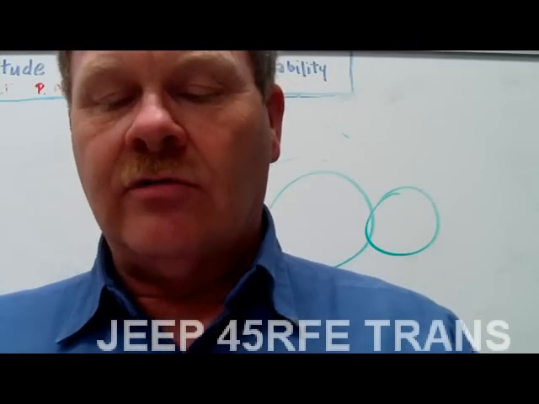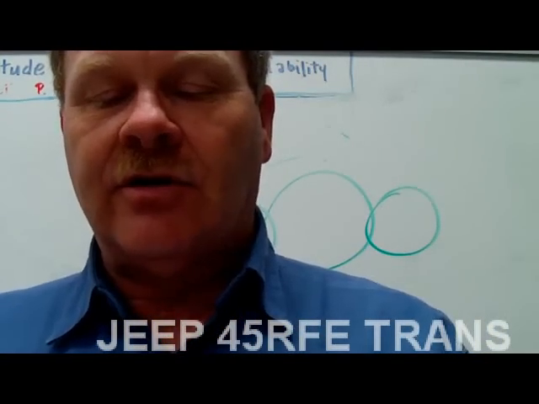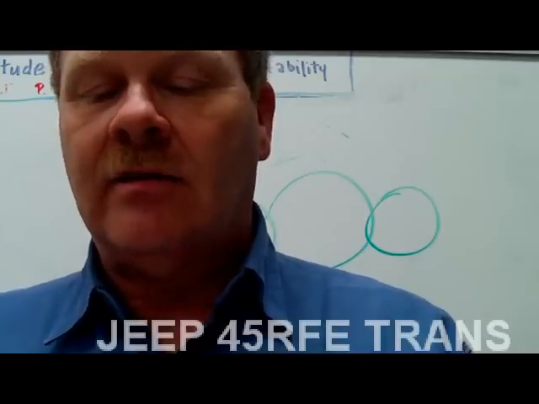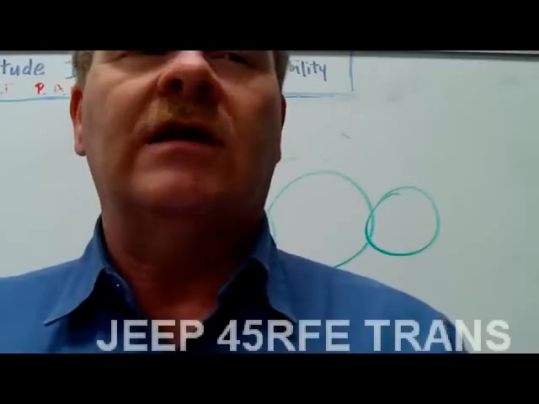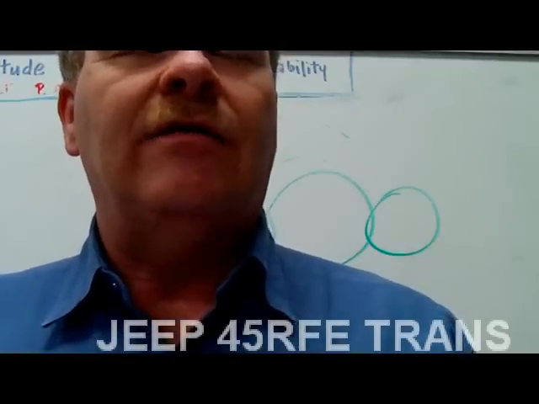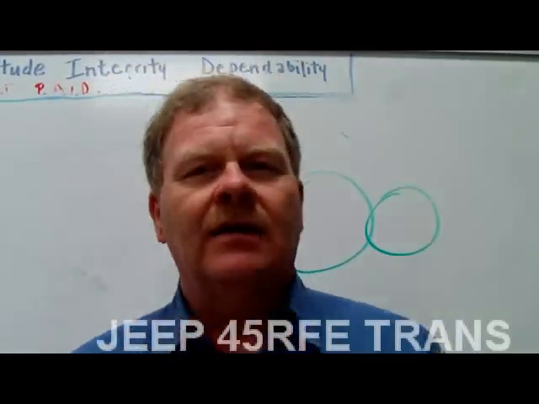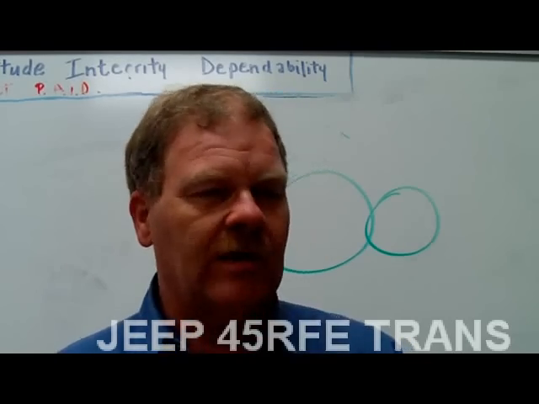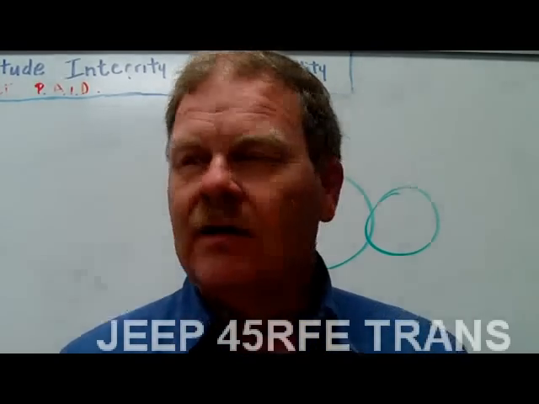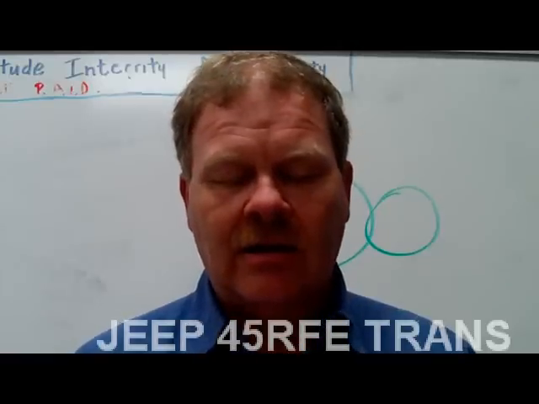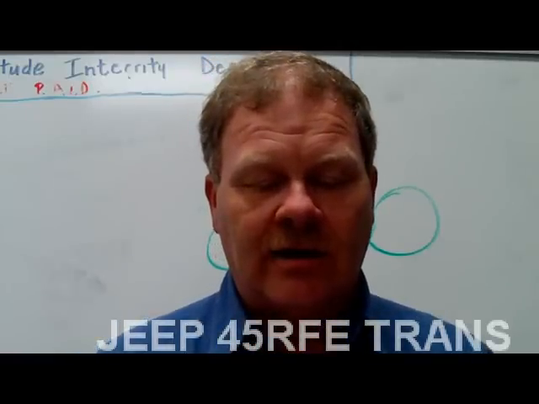Okay, so in park and neutral, only the low reverse clutch is applied. In reverse, the 3-to-1 gear ratio is obtained by applying the reverse clutch and the low reverse clutch. So you've got to know which clutches are applied. You're going to have to find out which clutches are applied in order to know what's going on. If you've got a gear that's not working, you look and see what clutches are applied in that gear, and you're going to be able to target that particular gear when you tear it down.